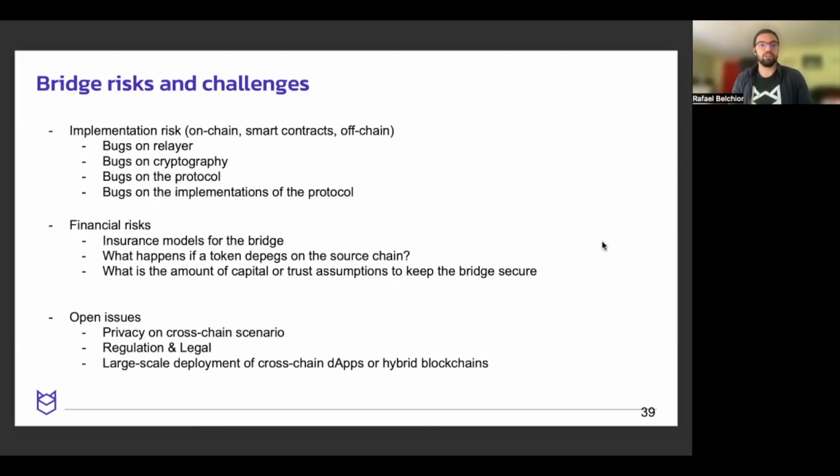Furthermore, regulation and legality are not very well explored, so it's not very clear what happens if a bridge is hacked. Who is responsible? Is it the implementation team? Is it the bridge? Are the users going to get reimbursed? So there are all sorts of legal implications and considerations that we may bring to the table for studying these challenges.